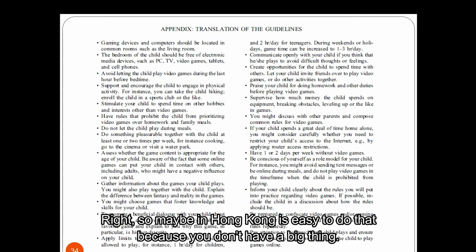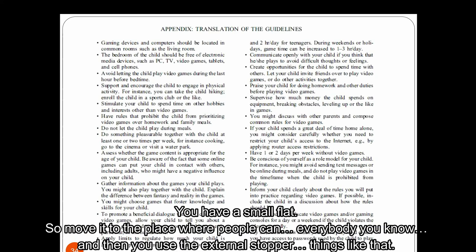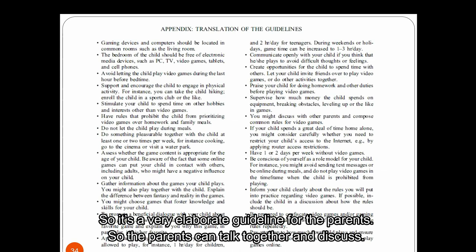So maybe in Hong Kong, it's easy to do that because you have a small flat. So move it to the place where everybody can see. And then you use external stoppers and things like that. So it's a very elaborate set of guidelines for the parents, so the parents can talk together and discuss.